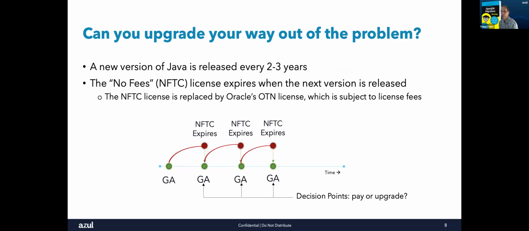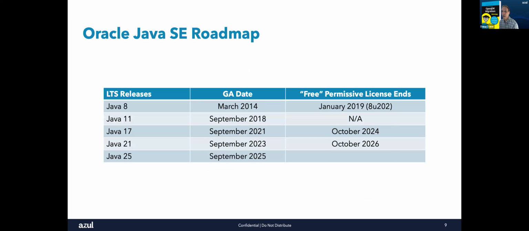But there are other opportunity costs you need to be aware of. You're going to have to plan for those upgrades, and those upgrades are non-trivial. Let's look at how this looks in reality. So you can see every couple of years, there's a new Java release these days. They've gotten a pretty good cadence. And that free enterprise license, that NFTC license, lasts for 3 years. So that gives you a 1 year window to plan to upgrade to the newest release.